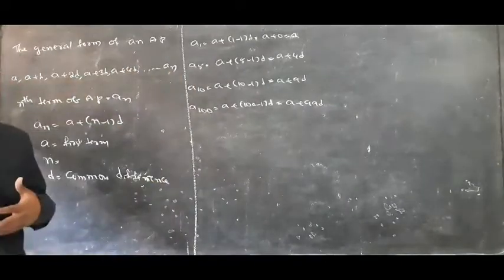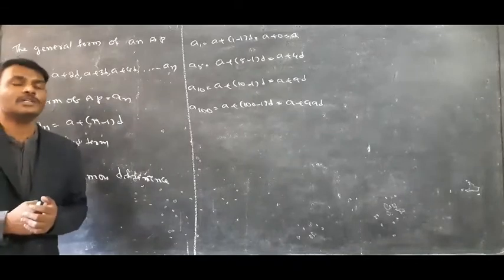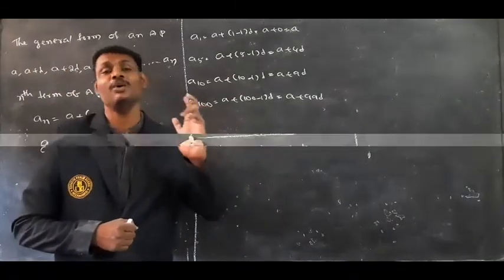So to find any term of an AP, first you have to know the nth term formula. What is the formula to find the nth term? a plus n minus 1 into d.